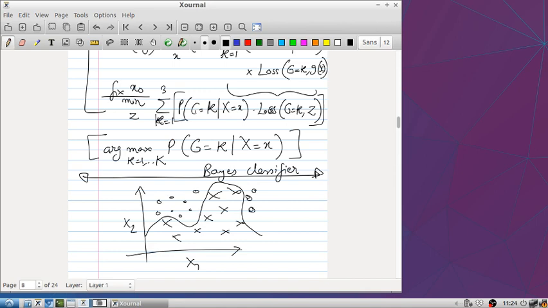Any questions about decision boundaries? Yeah. So the decision boundary is where all classes are equally likely? Yes, equally likely is the way of saying that the probability of G equal to 0 given X equal to x is the same as the probability of G equal to 1 given X equal to x. The two conditional probabilities are the same, equally likely.